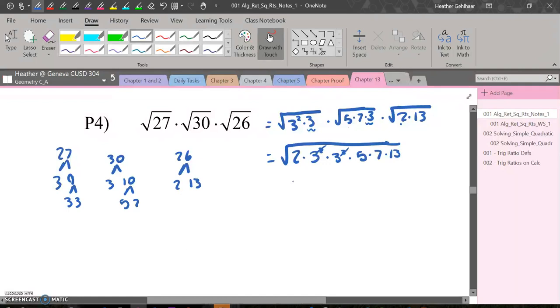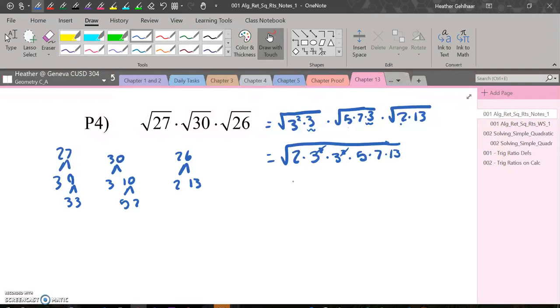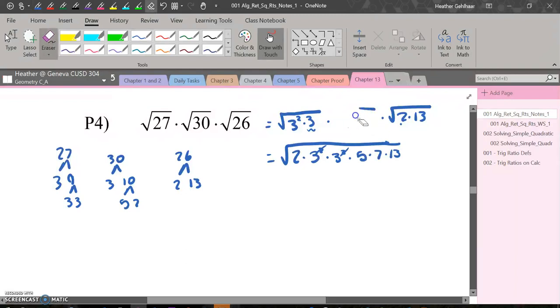Oh, am I missing a 2? Oh, looks like I made a mistake here. In this middle one here, it's supposed to be a 3 times 5 times 2. I could not read my writing. So the 2, 3, and 5. Okay, so my apologies. That is not a 7. That is a 2. So then technically we have 2 squared. Awesome.